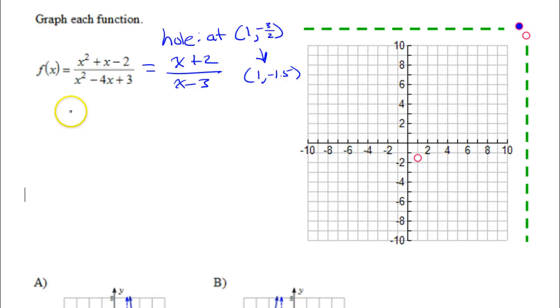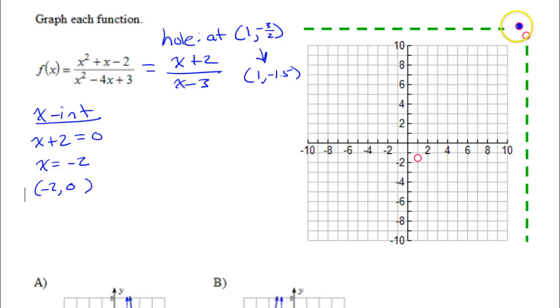So let's talk about the x-intercept now. For the x-intercept, I can set the numerator equal to 0 on a problem like this. So I will do x plus 2 equals 0. That will give me x equals negative 2. So that means I'm going to have an x-intercept of negative 2 comma 0. So I'll use this for my x-intercept. So I've got negative 2 comma 0 right about there.